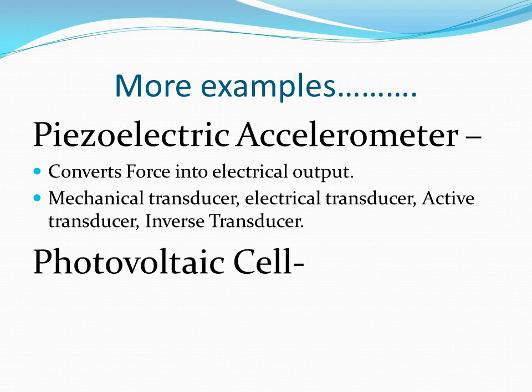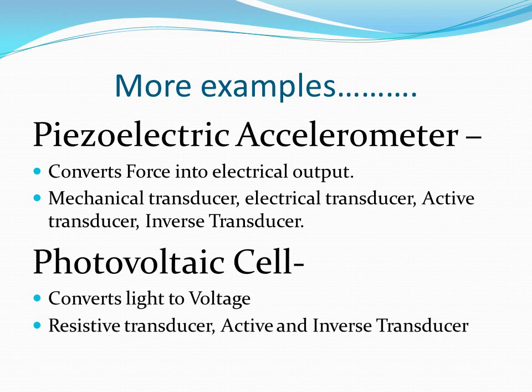A photovoltaic cell. We very well know that a photovoltaic cell converts a given light into a voltage. Okay, so it converts light into voltage. So as it is converting light into voltage, it is called a resistive transducer, because the principle residing here, converting a light into voltage, is a resistive transducer. No excitation input is required, therefore it is an active transducer, and it not only converts light into voltage, it similarly converts a given voltage, it generates some light. So it is active and inverse transducers. Okay, so these are the examples.